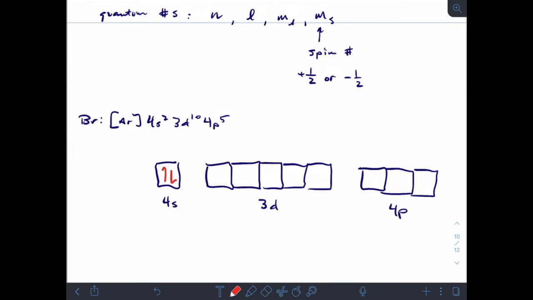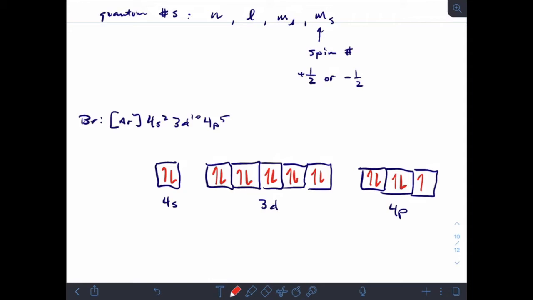Then my d orbitals have 10 electrons, so I'm going to fill each orbital with 1 before I come back and start pairing them. So here's 1, 2, 3, 4, 5. Now I'm going to go back and start pairing them. 6, 7, 8, 9, 10. Now my p's, I'm going to do the same thing. There are 5 electrons in my p's. I'm going to fill each box with 1 before I come back and start pairing them. So I'll have 1, 2, 3, 4, 5.